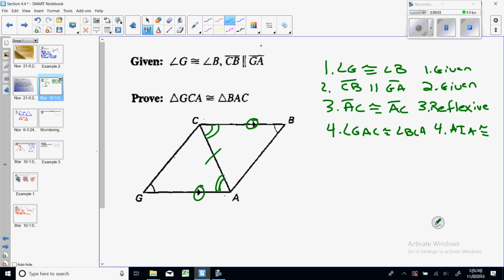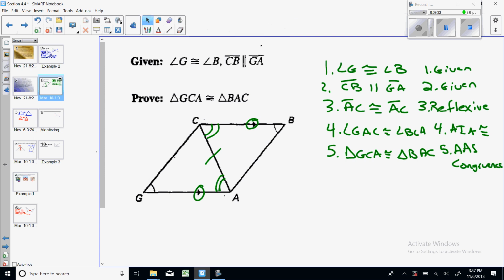But you've got to make sure that when you're using parallel lines to create alternate interior angles, that you use the angle that's touching both the transversal, which in this case is AC, as well as the parallel side. Now, the side that's congruent is across from B and G, so triangle GCA is congruent to triangle BAC, and my reason for that is AAS congruence. Any questions?